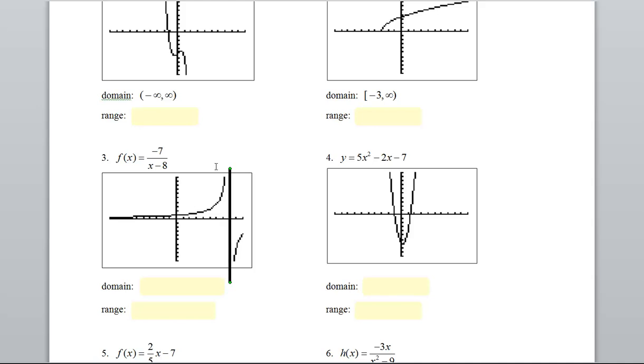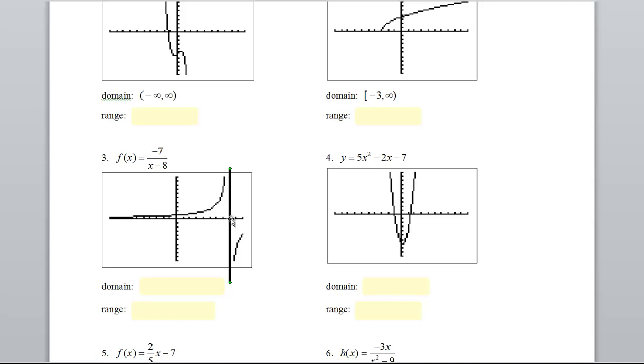Those of you that have 83s, you'll actually have a line here because your calculator is in connect dot mode, and it understands that you want it to connect. They fixed that in the 84. On the 84, your picture will come out like this.